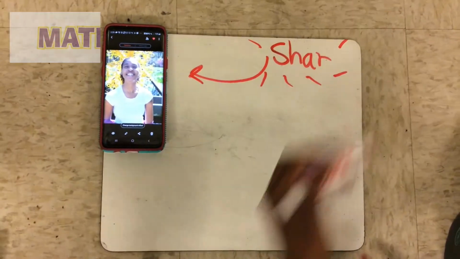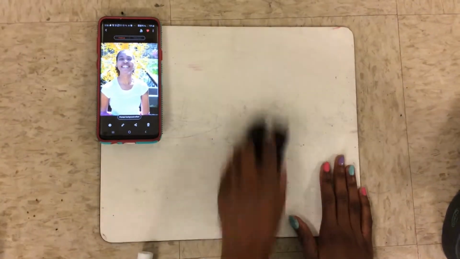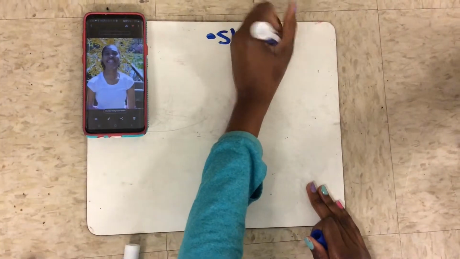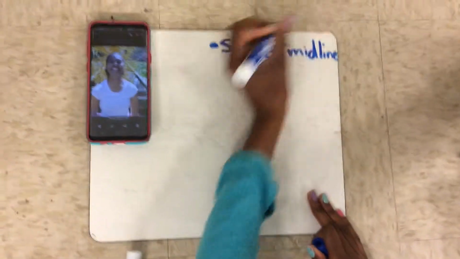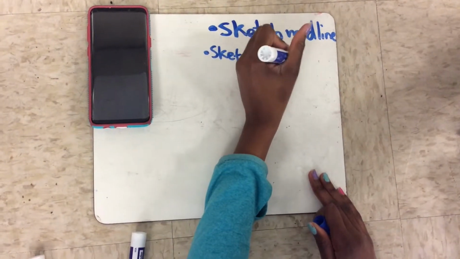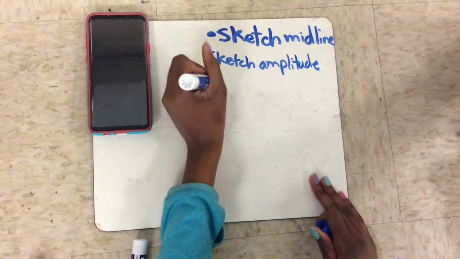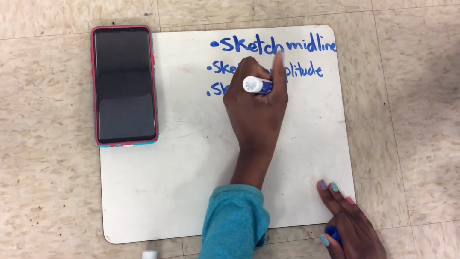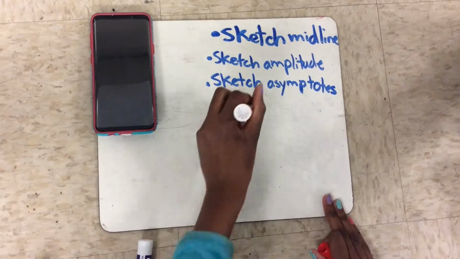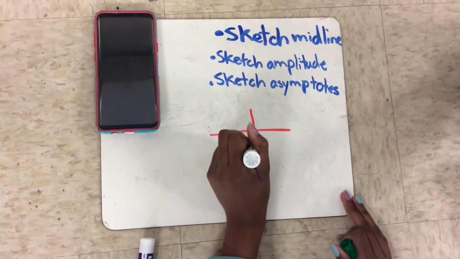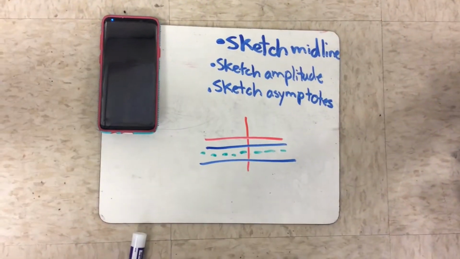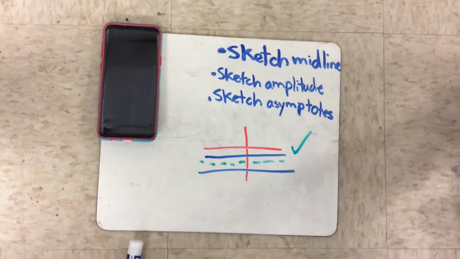Let's talk about graphing secant and cosecant. You'll need to know a couple things before you get started. So let's get started. First, you sketch the midline. Then you sketch the amplitude. After that, you sketch the asymptotes with dashed lines. When you're done, your graph should look something like this.